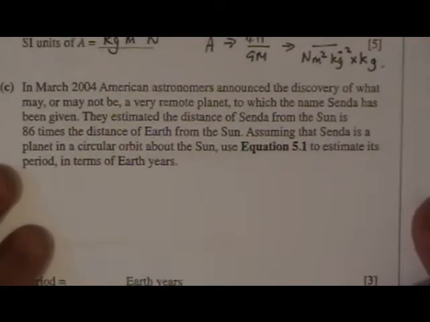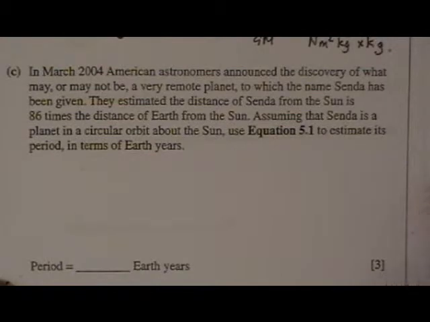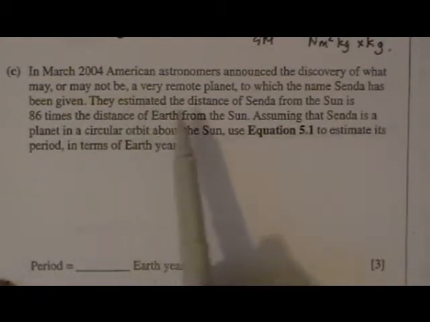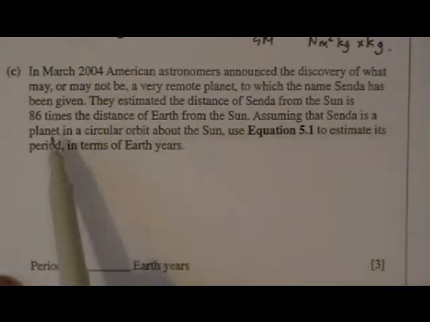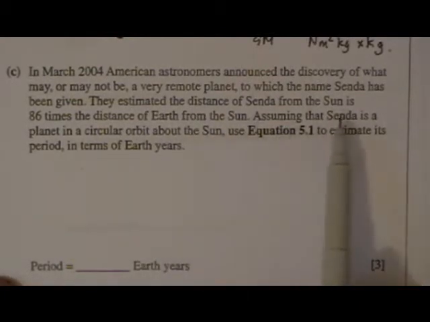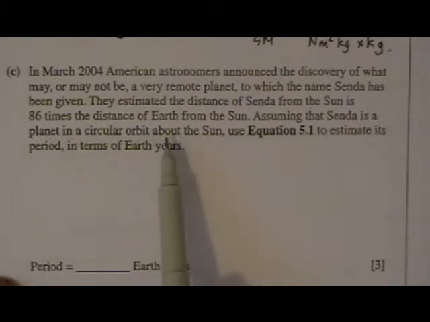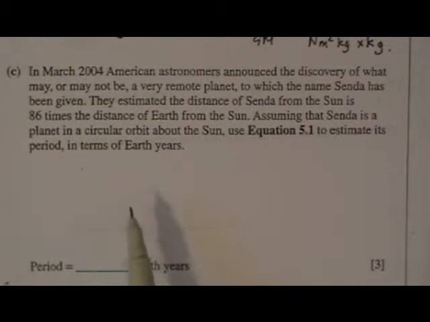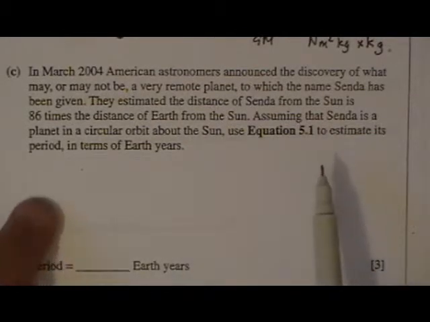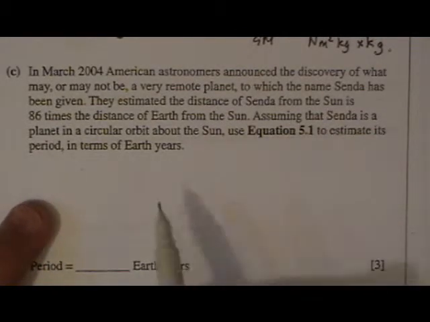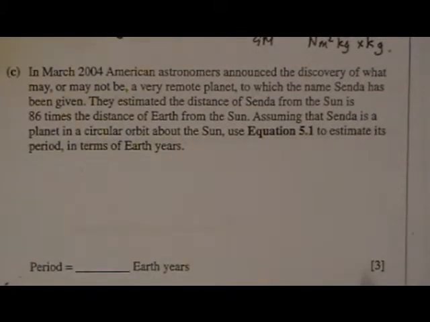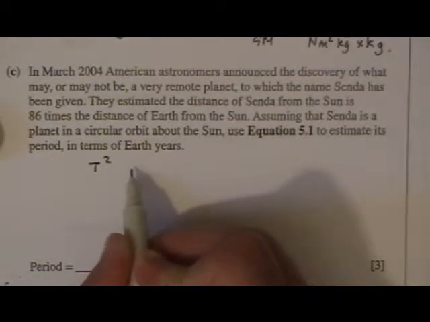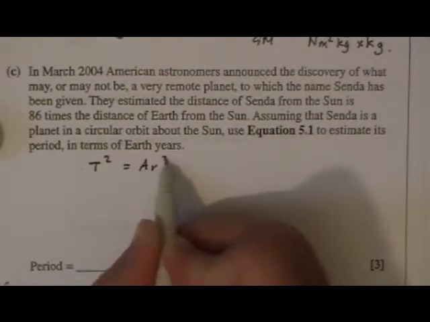Right, we're going to use what we've just done in a calculation. In March 2004, astronomers announced they had discovered what may or may not be a very remote planet to which the name Zenda has been given. They estimate the distance of Zenda from the Sun is 86 times the distance of Earth from the Sun. Assuming that Zenda is a planet in a circular orbit about the Sun, use equation 5.1 to estimate its period. This is in terms of Earth years. So what we're saying now is that t squared is equal to a times r cubed.